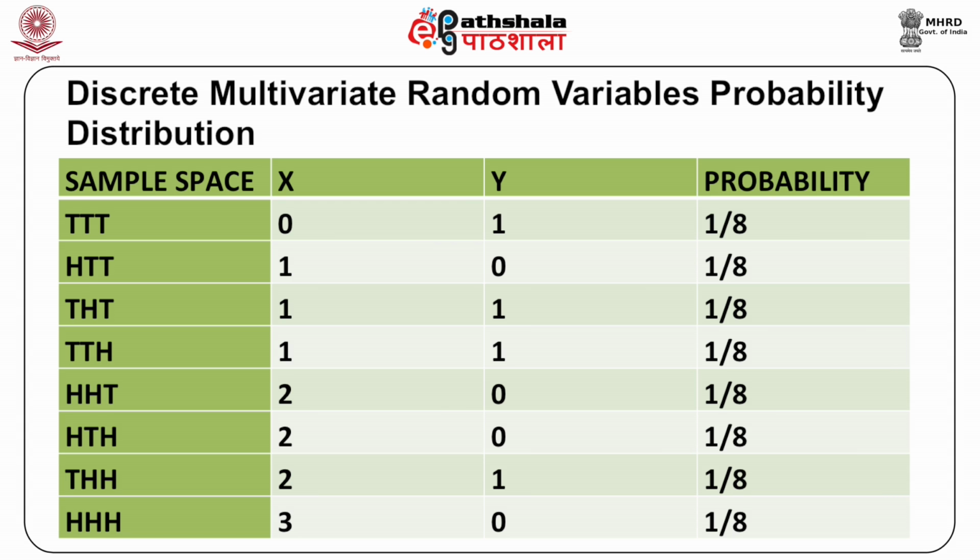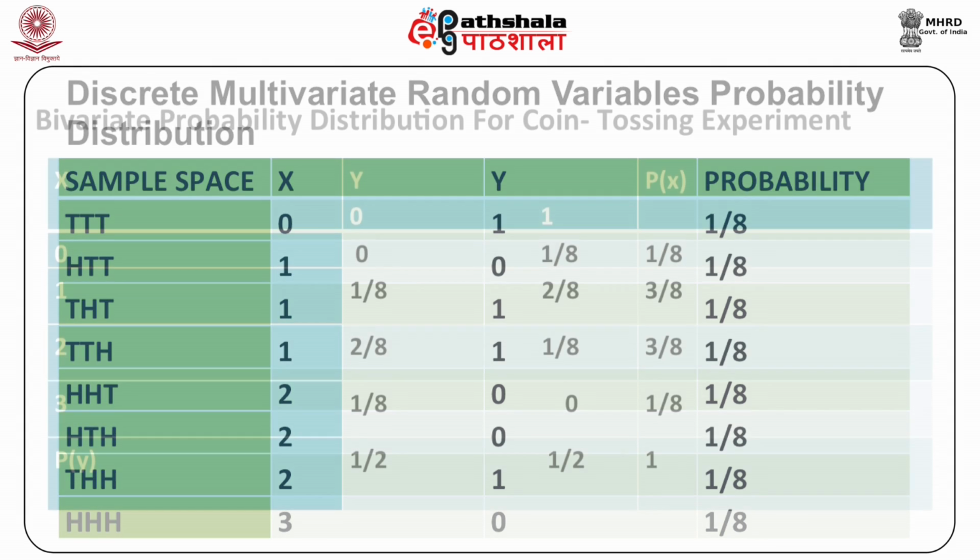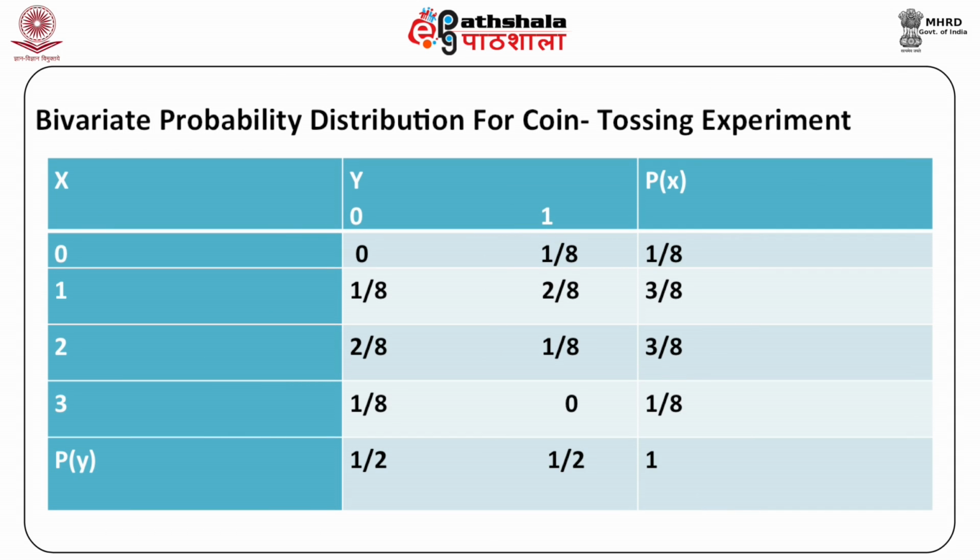The possible values of X and Y and their respective probabilities are listed in the table. Consider now the probability that in a trial of the experiment, X assumes the value of small x and Y assumes the value of small y. Symbolically, this may be written as P(X = x, Y = y), which is equal to p(x, y), the probability of the intersection of the events X equal to x and Y equal to y.